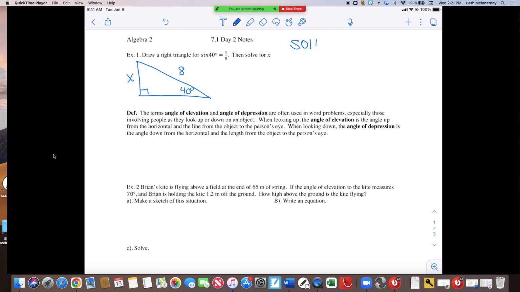Like I mentioned yesterday, I strongly recommend at the tippy top of each page of notes or homework, you write out SOHCAHTOA, because that's going to help you. So this is the sine. I have the sine of 40 degrees equals x over 8.